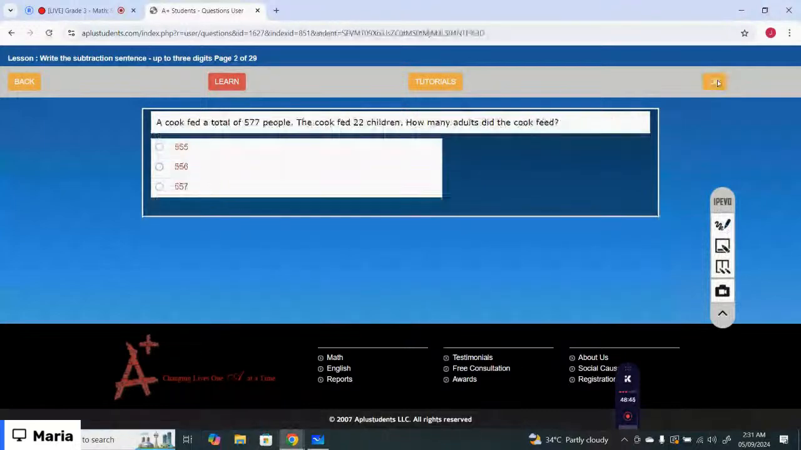The next one is a cook fed a total of 577 people. The cook fed 22 children. How many adults did the cook feed? So which is the correct option? You have to do 577 minus 22. So which is the correct option? That is 555. Option number 1 is the correct option, right? That is 555.